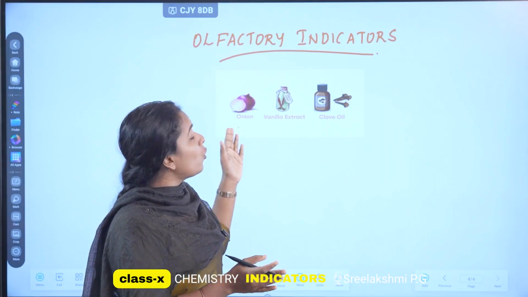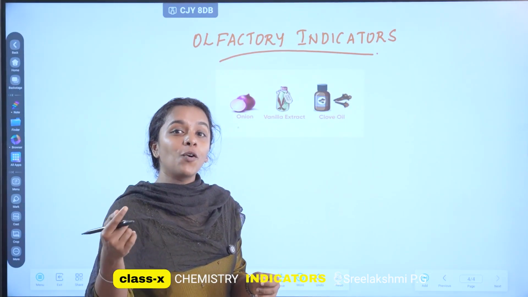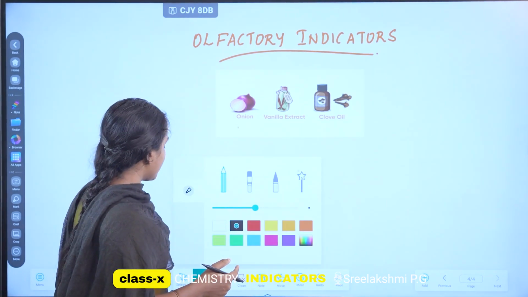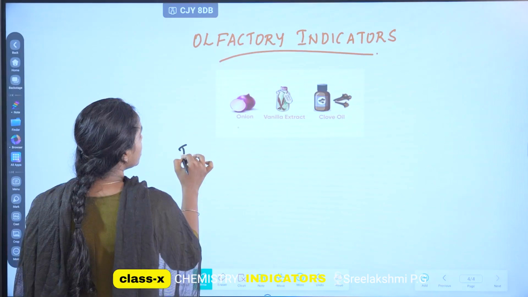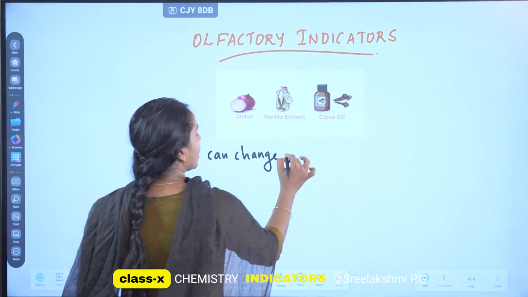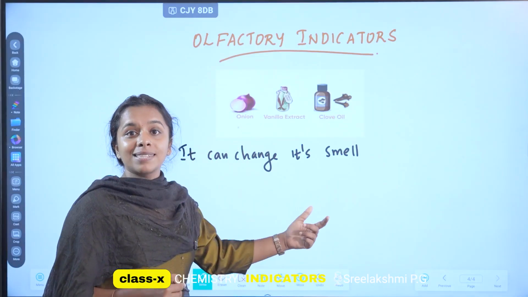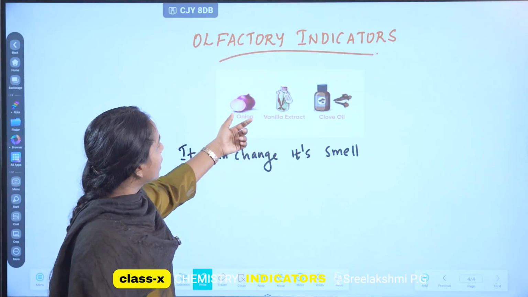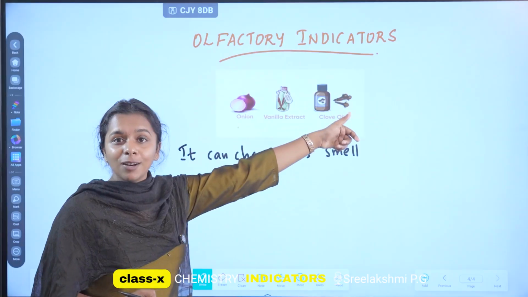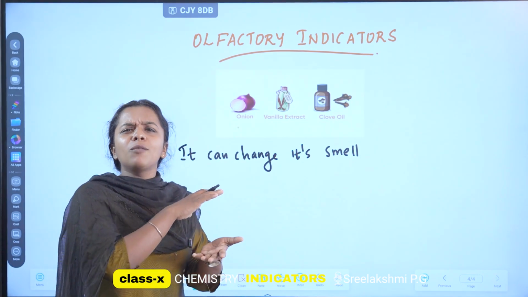But in case of olfactory indicators, they will help you to find out whether the solution is an acid or base by using the smell. That means it can change its smell according to acid or base. So here you can see three examples. One is onion, another one is vanilla extract, and last one is clove oil. If you add these things into acid, the smell will remain the same.